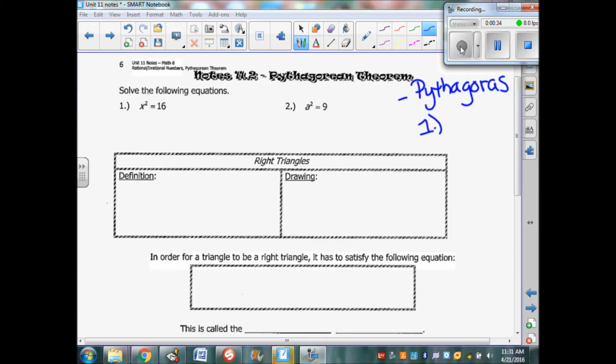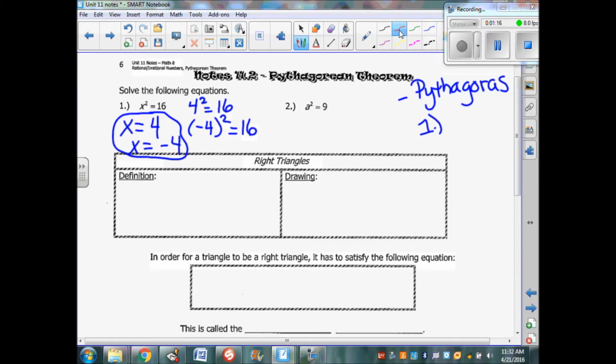So we're going to start out by solving these equations. x squared equals 16. In other words, what number times itself will give you 16? Hopefully you're thinking 4 times itself gives me 16, so 4 squared equals 16. But also, another number that when multiplied by itself gives 16 is negative 4. If I took negative 4 and multiplied it by itself, I'd also get 16. So there are 2 answers to that equation.